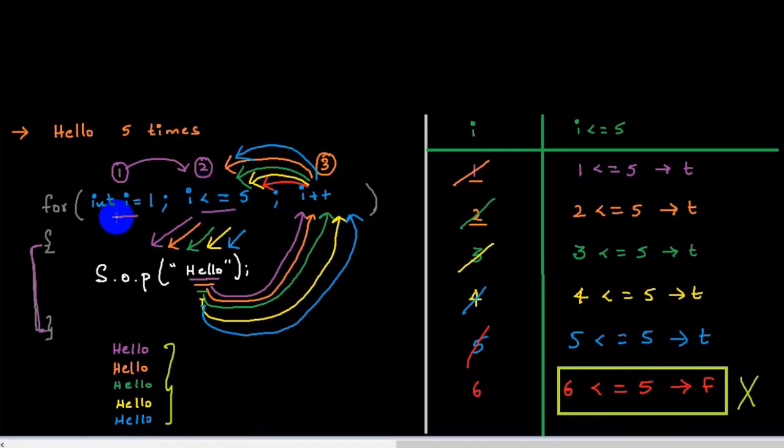See, first initialization will happen. After that, condition, execution, then updation. Condition, execution, updation. Condition, execution, updation. So this is looping. It is looping.